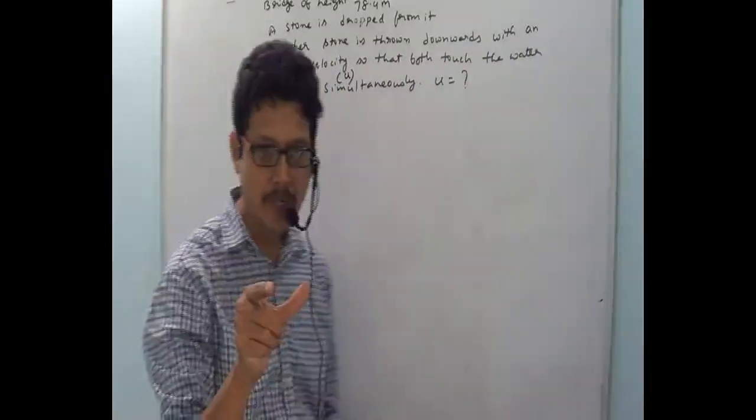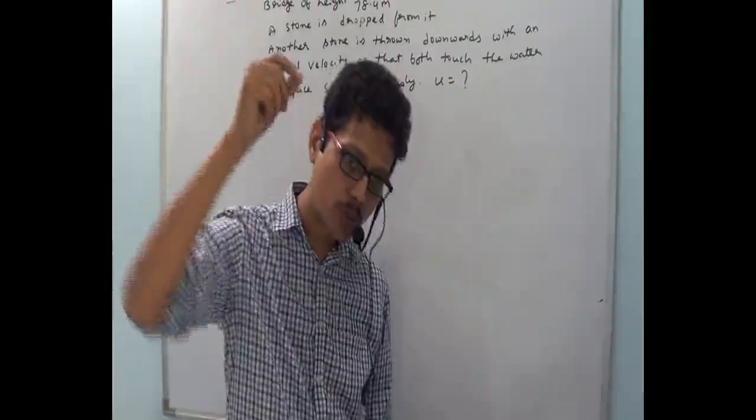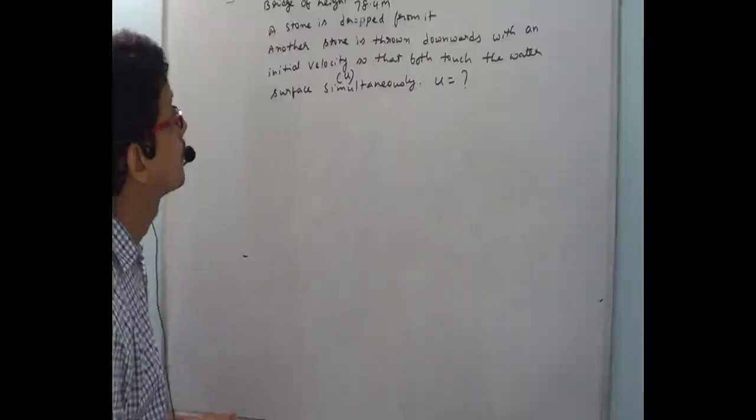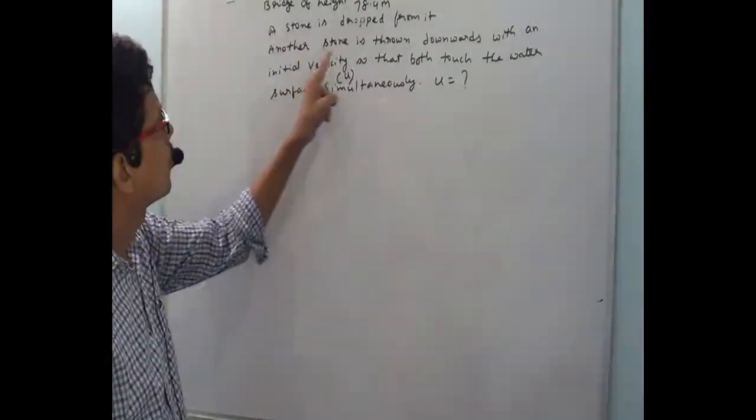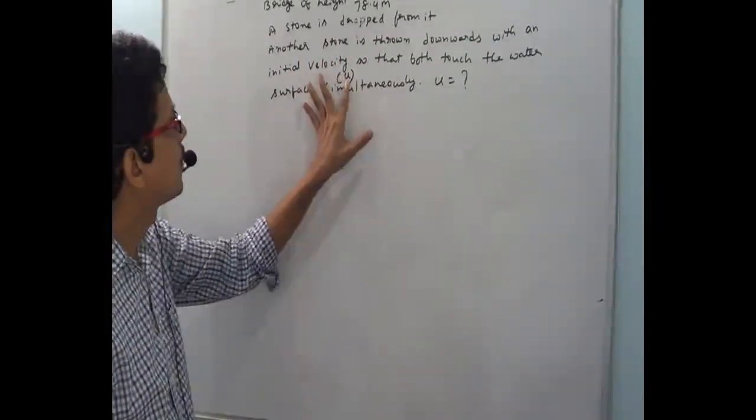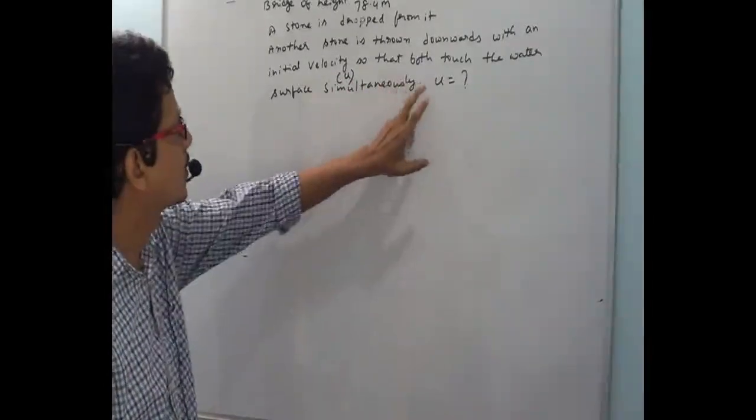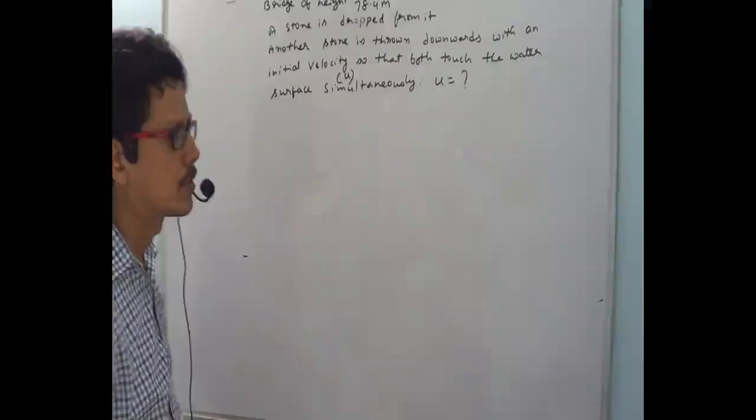And one is dropped and 1 second later second stone is thrown downwards. Okay, second stone is thrown downwards with an initial velocity u so that both touch the water surface simultaneously. What is the speed u?